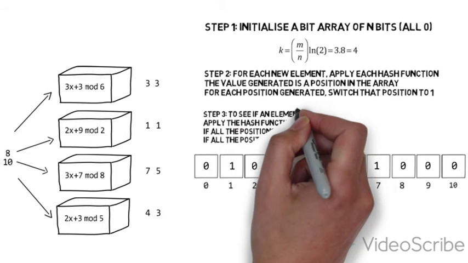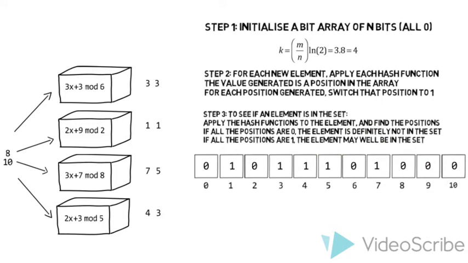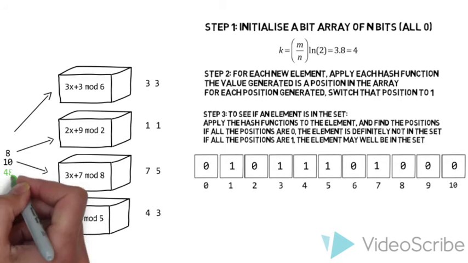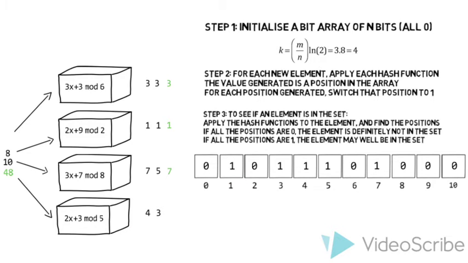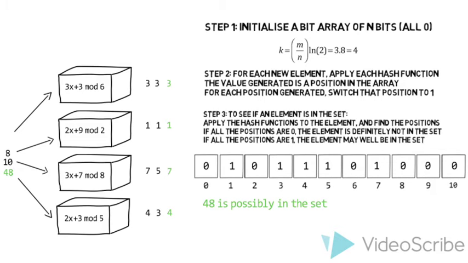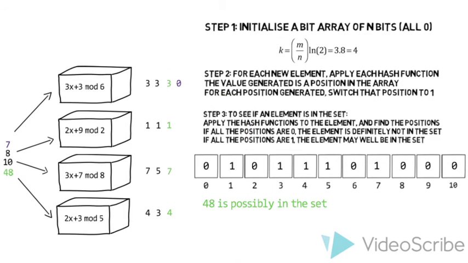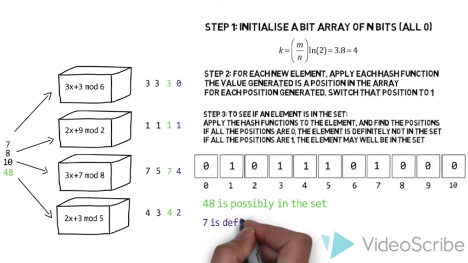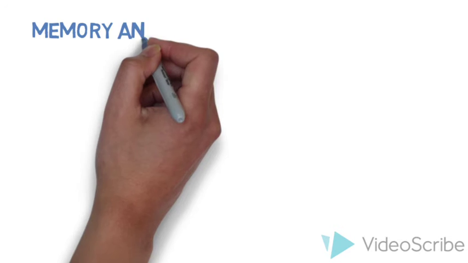To see if an element is in the set, we apply the hash functions to find the positions and check to see if all the positions are set to 1. If all positions are set to 1, then the element may be in the set. If any are set to 0, it's definitely not in the set, because if it was, the position would have already been changed to 1. Putting 48 through the hash functions gives us position 3, which is 1, position 1, which is 1, position 7, which is 1, and position 4, which is 1. So 48 is possibly in the set. If we try with 7, that gives us position 0, which is 0, position 1, which is 1, position 4, which is 1, and position 2, which is 0. Some positions associated with 7 are set to 0, so 7 is definitely not in the set.